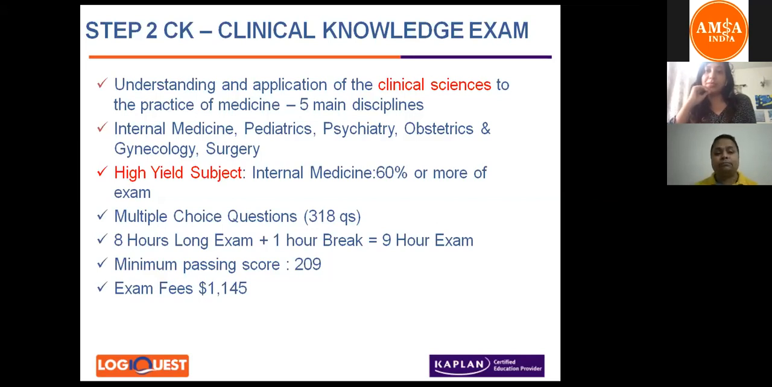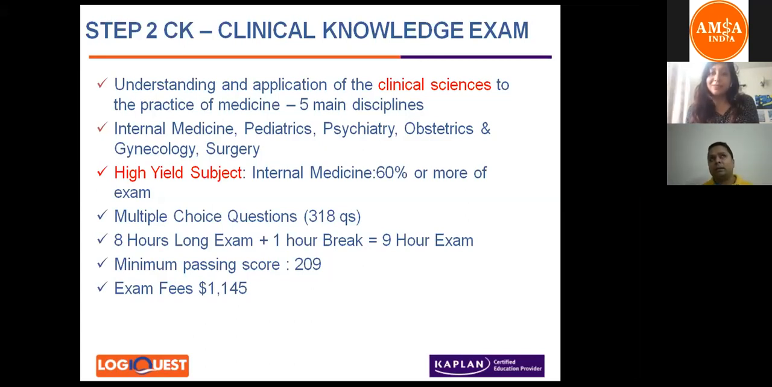Second is the MCQ based pattern. We had about 280 questions there. We have 118 questions here. Step 1 was a 7-hour long exam plus 1 hour break, so that's about 8 hours. This is an 8-hour long exam plus 1 hour, so that's about a 9-hour long exam.